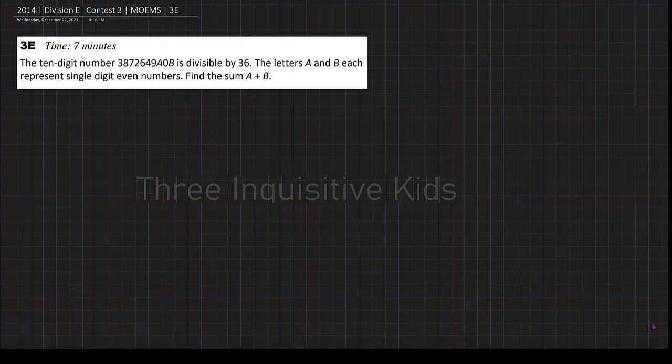3E. The 10-digit number 3872649A0B is divisible by 36. The letters A and B each represent single-digit even numbers. Find the sum of A plus B.